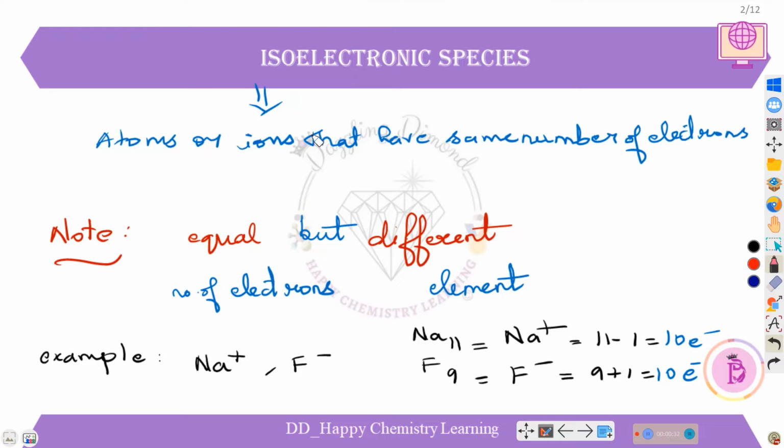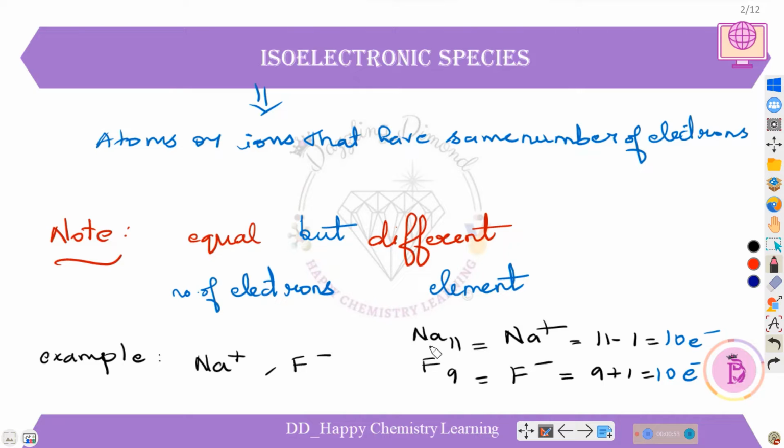Isoelectronic species are atoms or ions that have the same number of electrons. Here you should note that they have an equal number of electrons but are different elements, right? Taking an example, Na+ and F-.